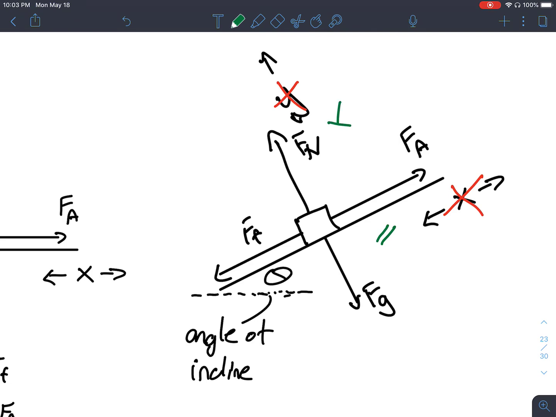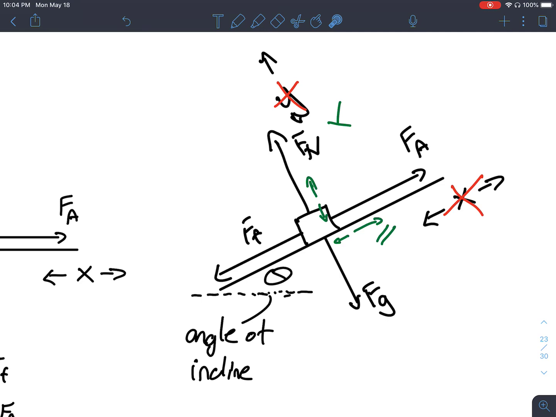And this parallel direction goes up and down the surface of the ramp, and the perpendicular direction goes straight out from the surface of the ramp. Perpendicular, 90 degrees here to the surface of the ramp. So if we increase the angle of the ramp, well, our perpendicular direction is still just going 90 degrees out from the surface of the ramp.